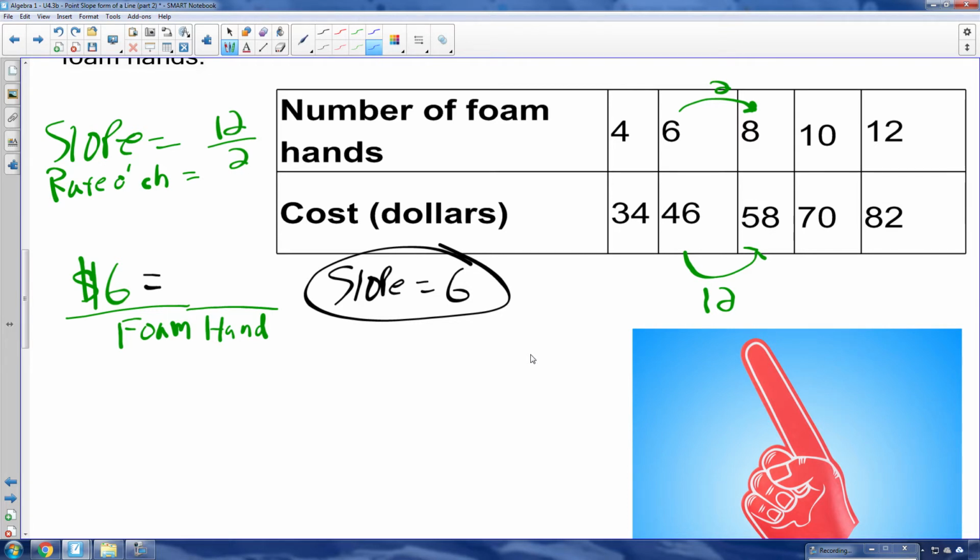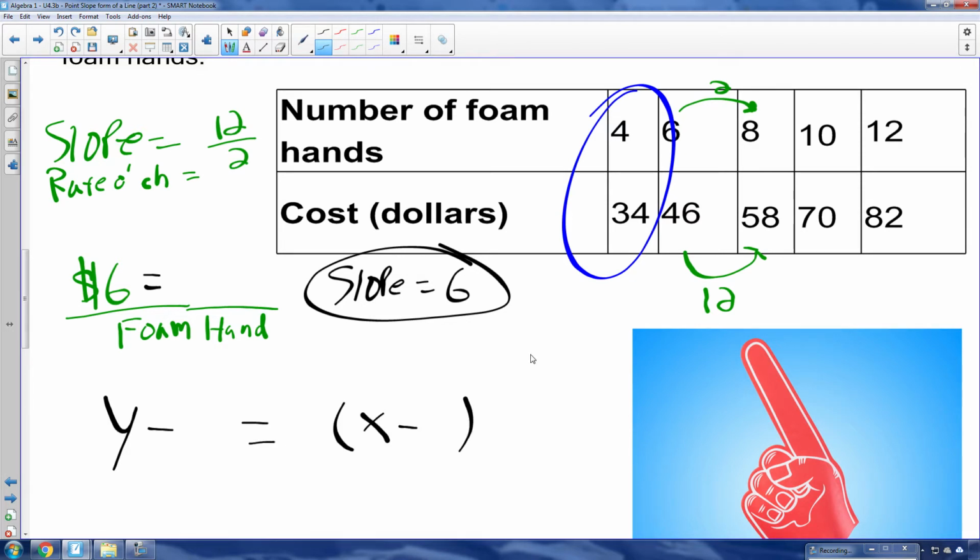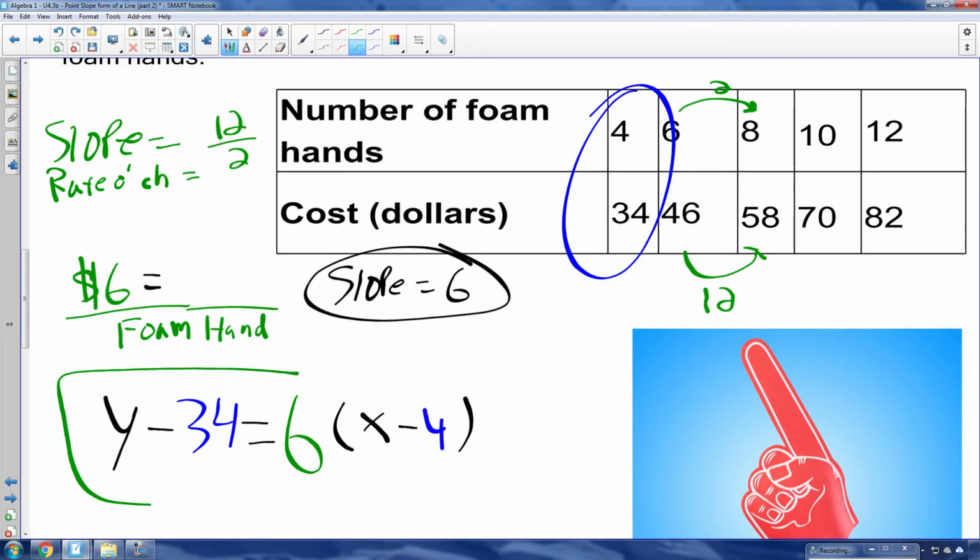Boom, take that point. So it's going to be y minus, let's put the skeleton out here, okay? Not trying to scare anyone, but let's put the skeleton in the problem here. Y minus the y value, which is 34. I'll use blue because that's what I had it in. 34. And then x minus the x value, which was 4. And then we need the slope, which was 6. And that is the equation of this thing.